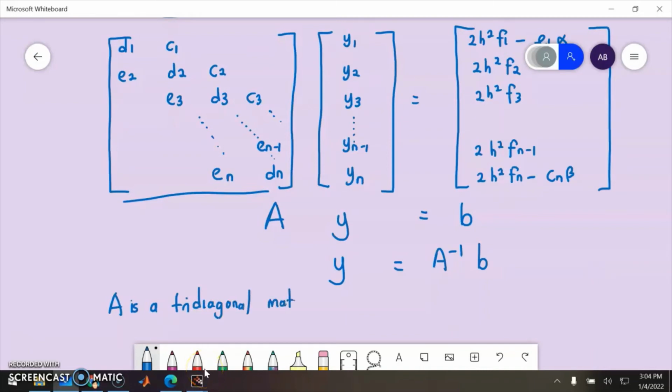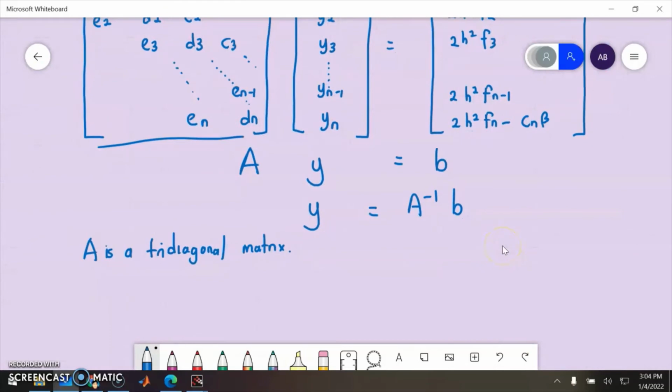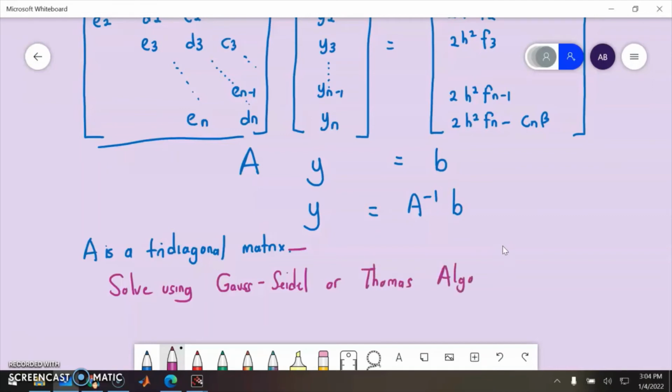Okay, A is a tridiagonal matrix. So how can you solve a tridiagonal matrix? You can use Gauss-Seidel. You can solve using any numerical method. One of them will be Gauss-Seidel or the Thomas algorithm. Okay, so my next step here is to give you one example on how to solve this using Scilab.